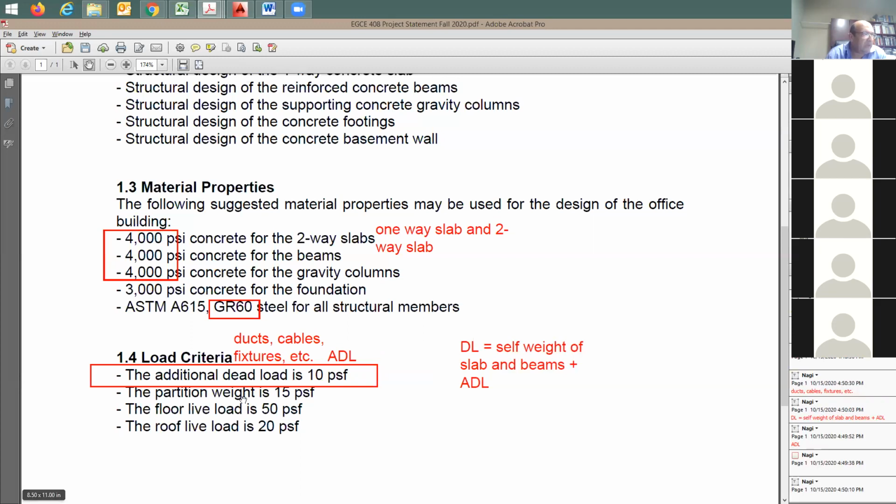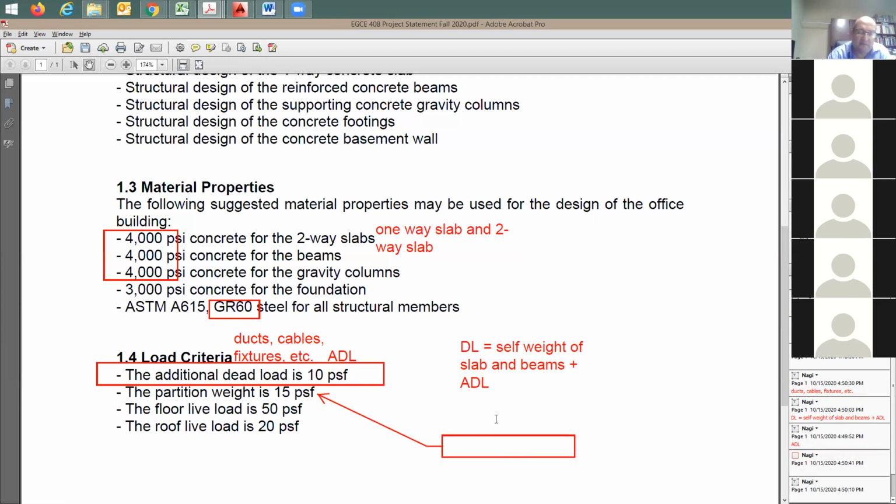Now the partition weight is actually going to be a live load. Are you guys aware of this? Oh, why is it a live load? Because you can change it in an office environment. Like you can change cubicles. So this is going to be live load.